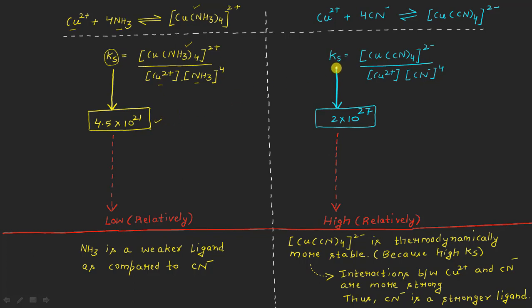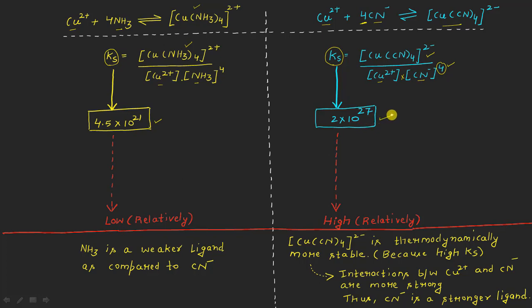And in this case, the equilibrium constant, the value of Ks, once again will be the concentration of the product divided by the product of the concentrations of the reactants. The first one is the Cu2+ ions and the second one is the cyanide ions. Moreover, we have raised this term to the power 4 because 4 is the number of moles. And even in this case, the value of Ks is quite high. It is 2 × 10^27.